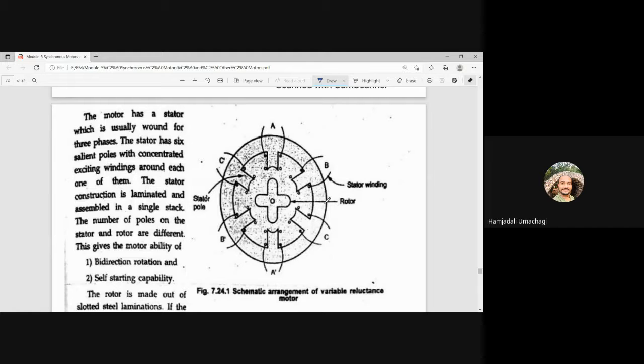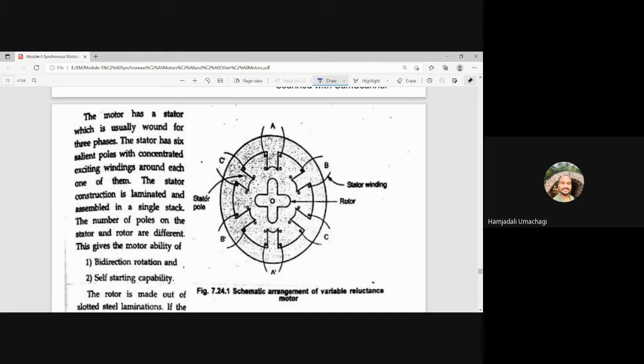The motor has three phases, meaning A and A dash form one phase, B and B dash form another phase, C and C dash form the other phase. Altogether, these are the three phases of the stepper motor. The stator has six salient poles with concentrated exciting windings, and all the concentrated exciting windings are wound on the salient poles of the stator. And the stator construction is laminated and assembled in a single stack.